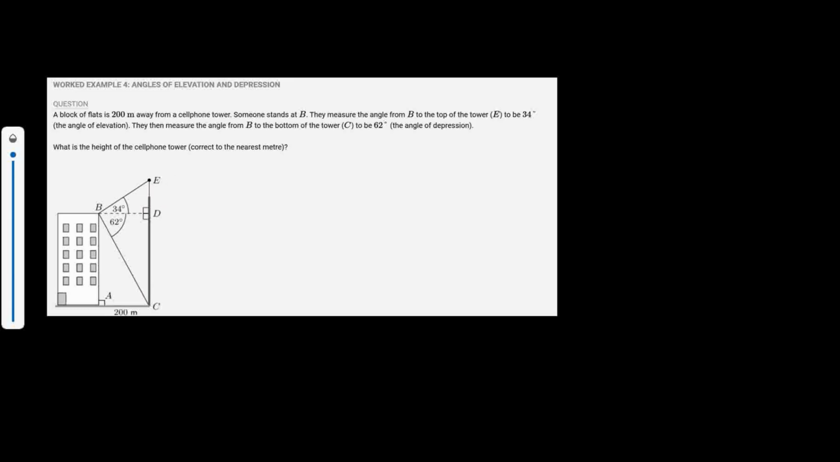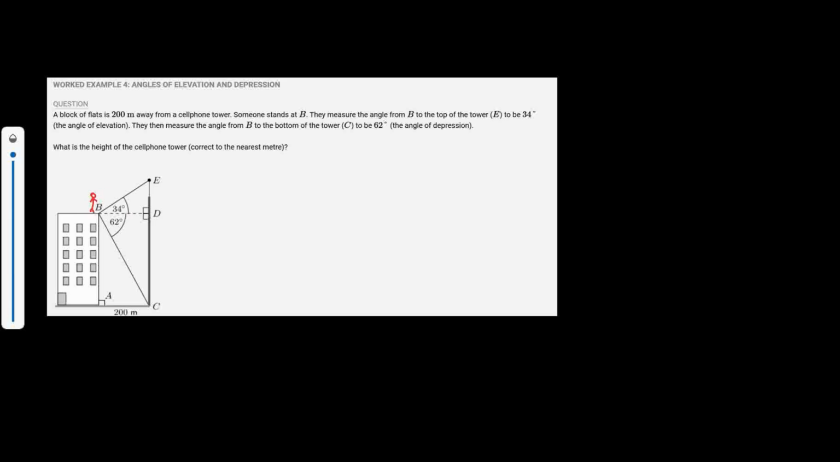Okay, so that's very interesting. Someone stands at B. So somebody's standing on top of the building. They measure the angle from B to the top of the tower, E, to be 34 degrees. And of course, that's the angle of elevation because this person is looking up. So this is the angle, this is the horizontal line, and they are looking up to the top of the tower, which is at point E. So that is a good point. And that's forming right angle triangle BDE.